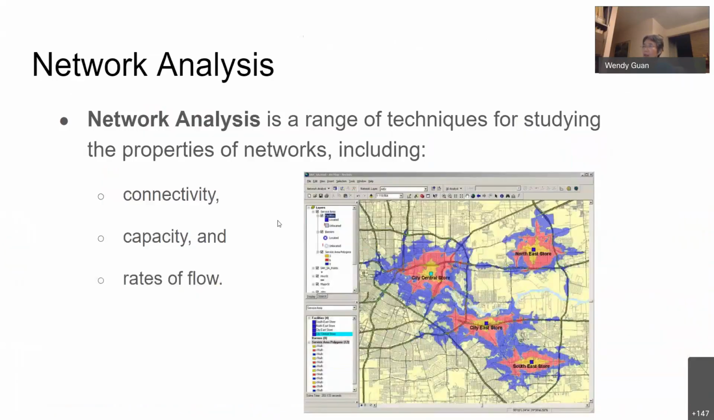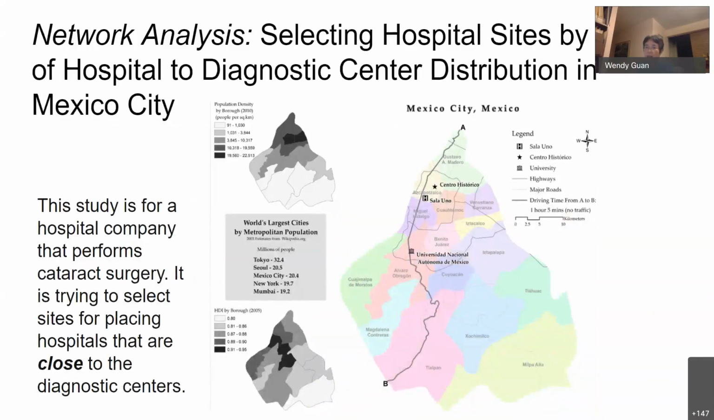Okay, network analysis is the next one. We use it oftentimes to trace connectivity, flow capacity along defined routes, and rate of flow, direction of flow, and so on. If you bring up, say, Google or any of the navigational maps, you're actually doing network analysis, and you may or may not know it, but the underlying algorithm is part of network analysis. So here is one example that we used to solve a problem.